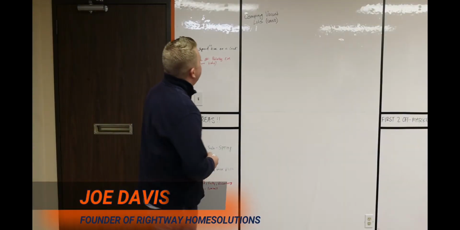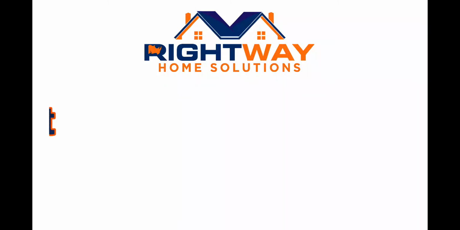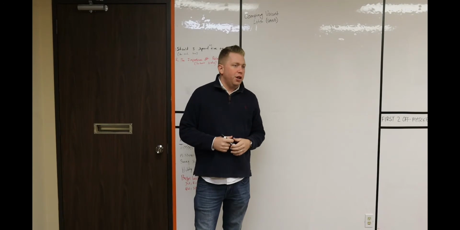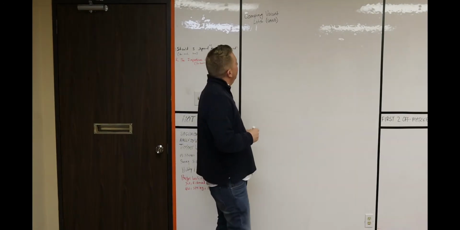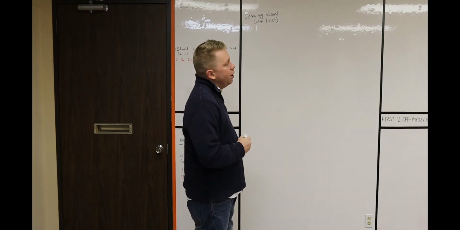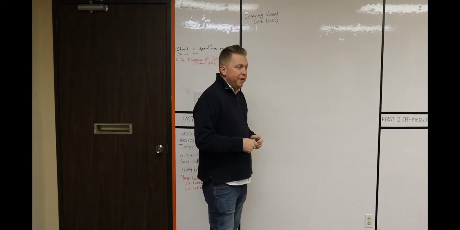So what we're just going to do is cover how to comp vacant lots and land, because sometimes you get those come through. So really, what kind of questions are you asking yourself when you're about to run those comps? And so when you get a lot that you're looking to comp, basically you're looking for a few factors that's going to make it where you can derive the value, right?